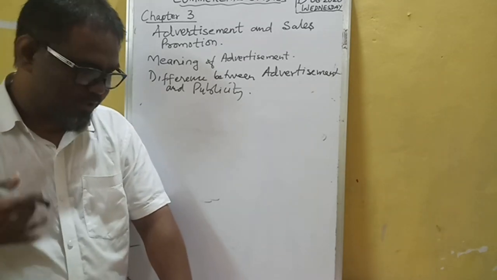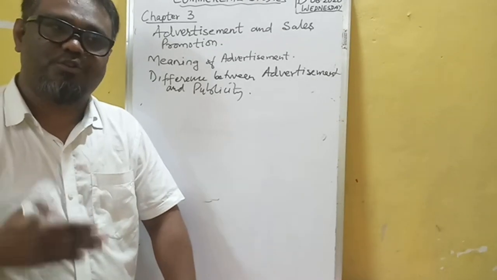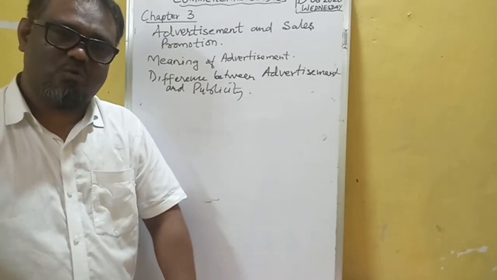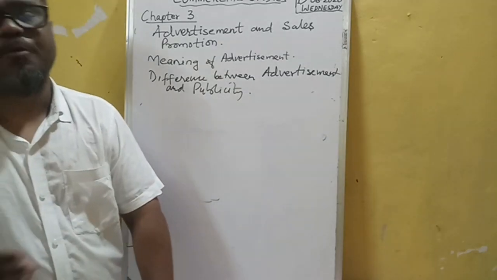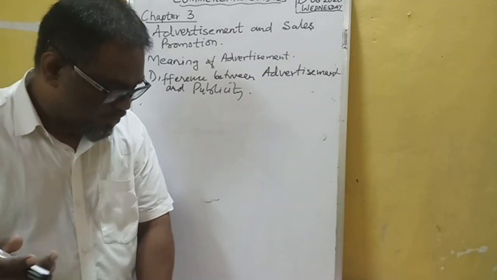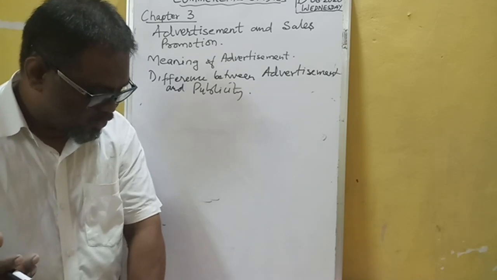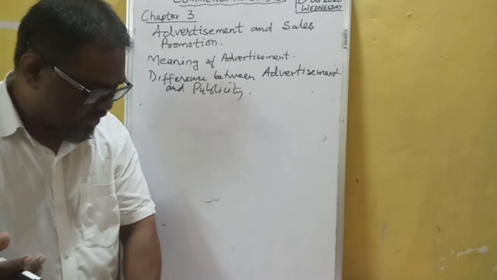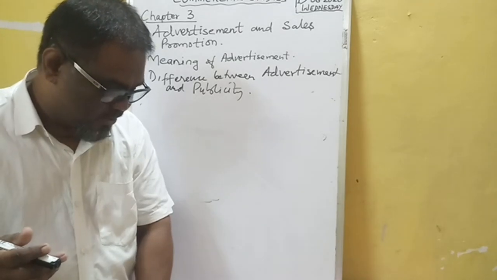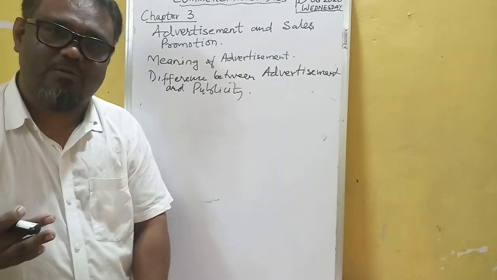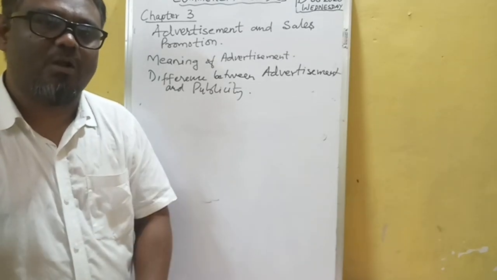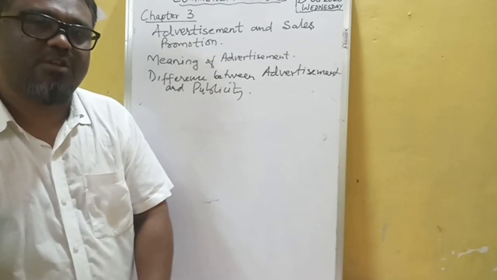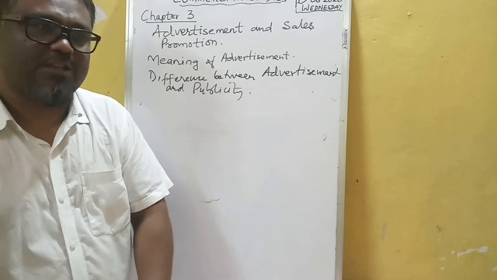Advertisement is usually impersonal, where the producers and manufacturers have no direct contact with the consumers, but it may be both. It may be personal also, and it may be impersonal also. In this way, advertisement has a commercial value, whereas publicity has no commercial value. It is not for creating demand or increasing sales.